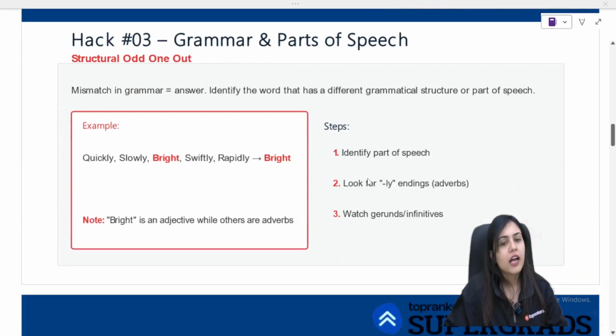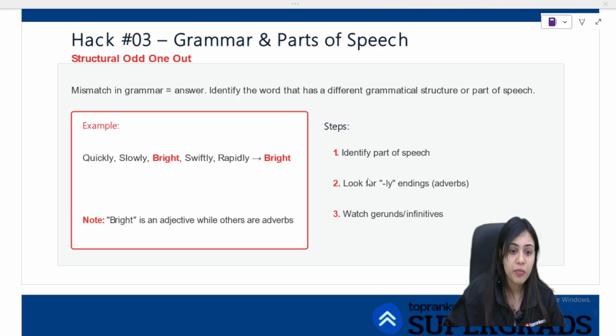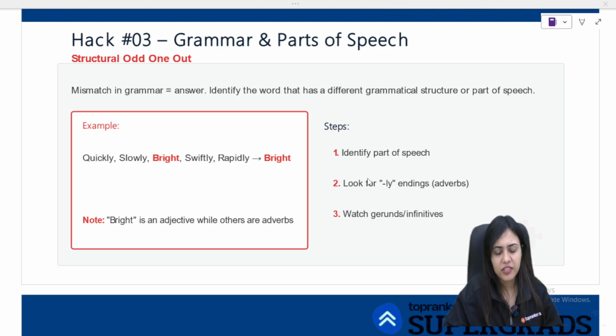Next, hack 3, which is based on grammar and parts of speech. Now this could be the structural odd one out. There could be a mismatch in grammar, and that's why the answer would be that only. Here they have given you examples like quickly, slowly, bright, swiftly, rapidly. Four of the words are adverbs, but bright is an adjective in this case.